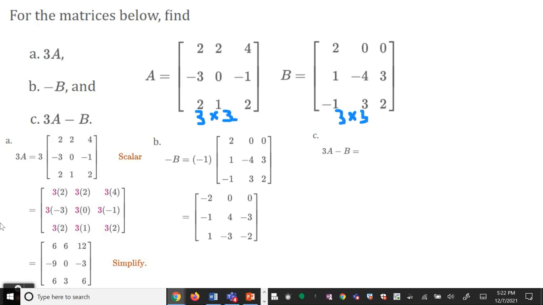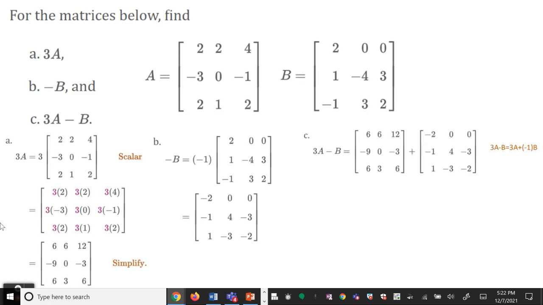We already figured out what 3a is, right? This was 3a. So I'm just going to write it over here. And then we already know what negative b is. So let me just write them over here. Okay, so this is your 3a. And then we have our b. So this is 3a, and this was negative b. So we can just add them now.